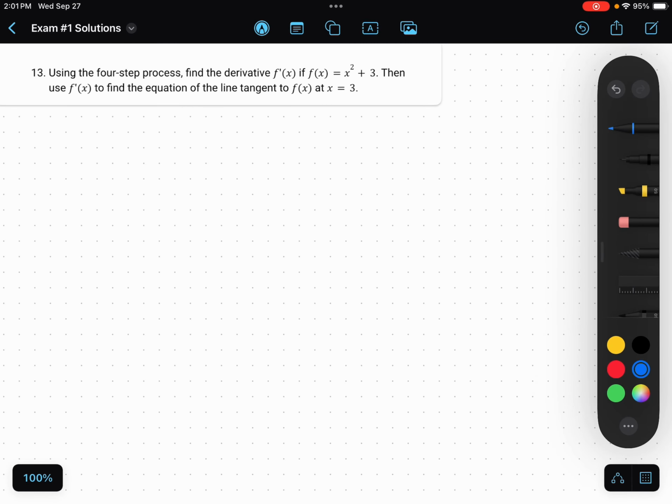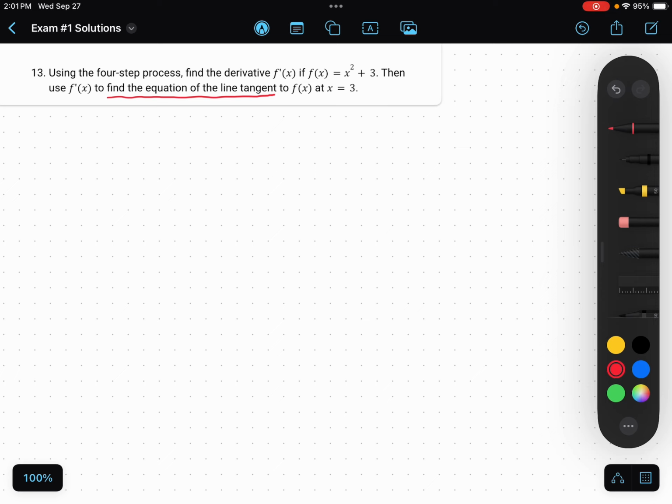Okay, here we go. Problem 13. It helps if you read the entire problem probably 3 times so that you know what it's asking, because this question is asking us to do several things. The bottom line is we are asked to find the equation of the line tangent to f of x at x equals 3. We're looking for the equation of a line.